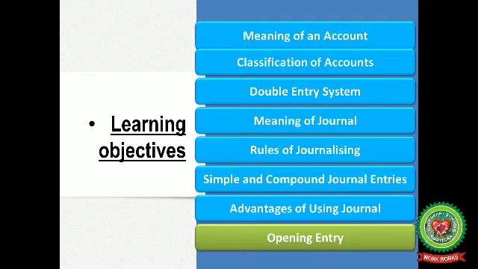objectives of this chapter. First of all, meaning of an account, then classification of accounts, double entry system, meaning of journal, rules of journalizing, simple and compound journal entries, advantages of using journal, and last is opening entry.